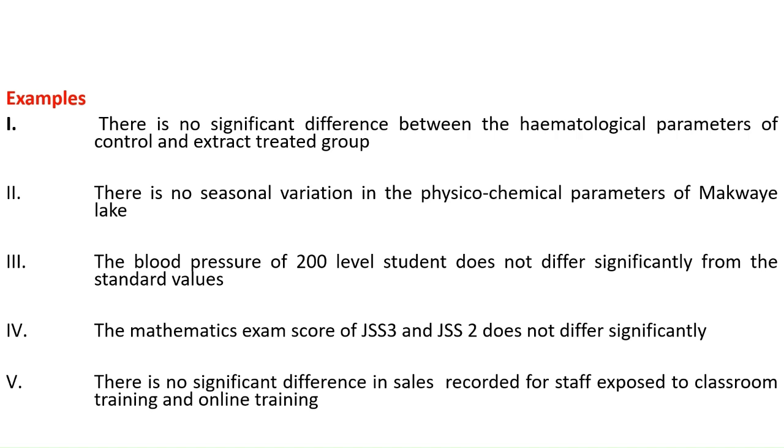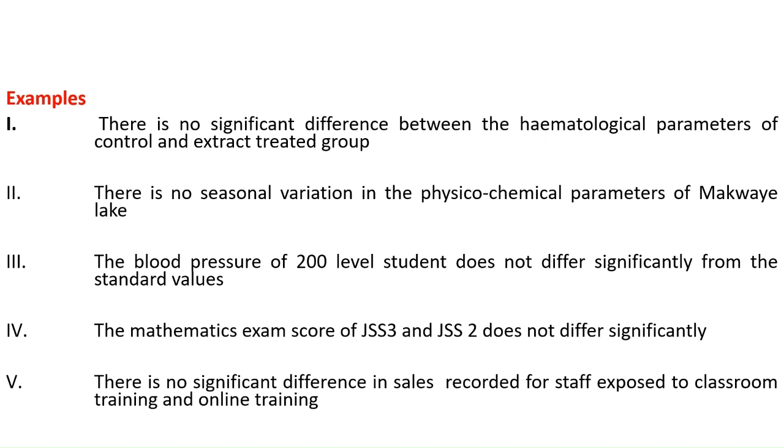The next is the mathematics exam score of JSS3 and JSS2 does not differ significantly. The mathematics exam score here is the dependent variable, while the two different classes are the independent variable, and for sure the independent variable has two levels. So this hypothesis also requires the use of a t-test.